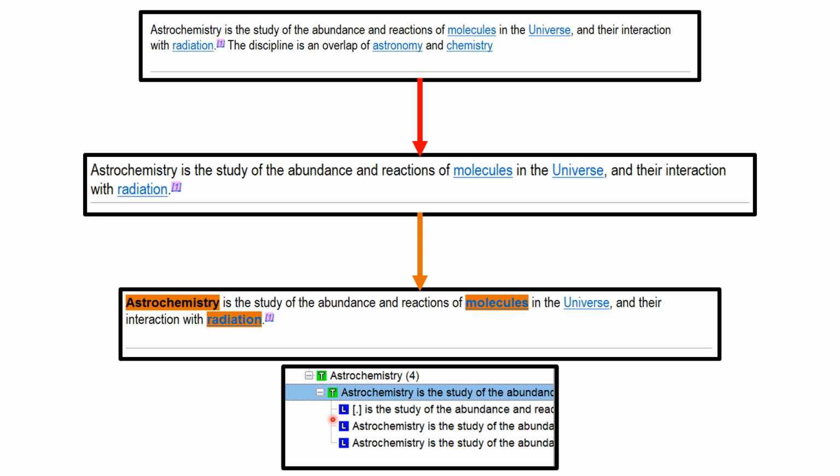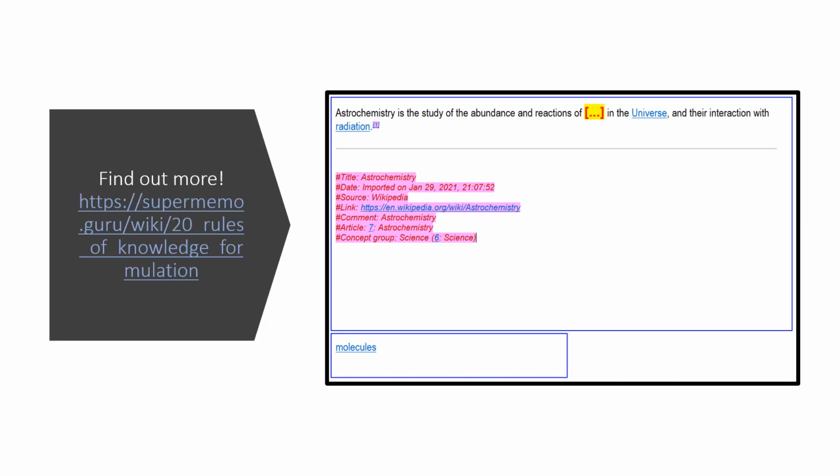So to see how that looks in the knowledge tree, we can see that SuperMemo made these blue items, and as you said, items are your active recall, so in this case these are closed deletions. Right then, so let's click on one of those items to see what it looks like. We've got the question side. So astrochemistry is a study of abundance and reactions of gap in the universe. And our answer is molecules. So abundance and reactions of molecules.